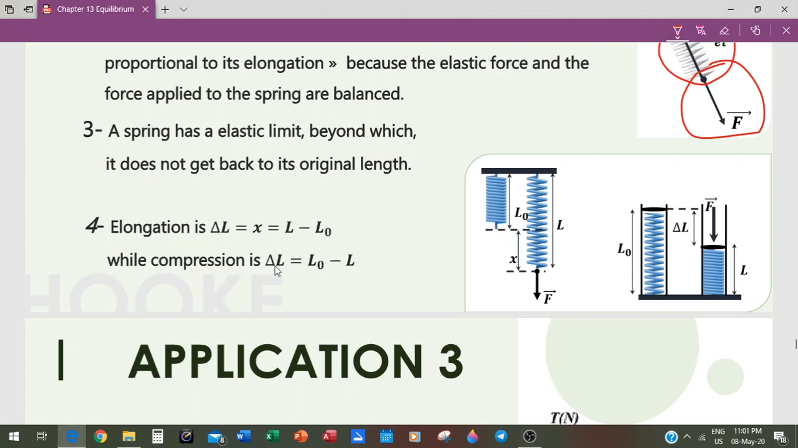Elongation is delta L or X equals L minus L0, while compression is delta L equals L0 minus L.